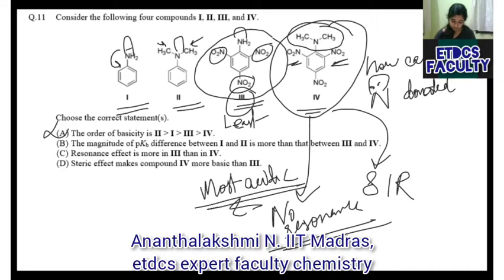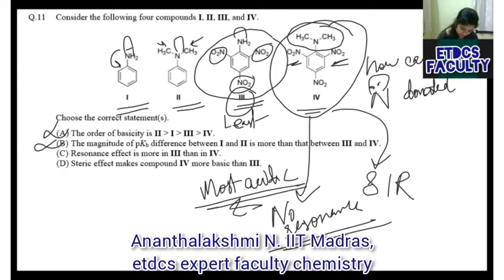Yeah. Now the second one: the magnitude of the pKb difference between 1 and 2 is more than between 3 and 4, which is absolutely wrong. Because we have already established that the third one is the least basic and the fourth one is the most basic. So the pKb difference between 3 and 4 is definitely greater.